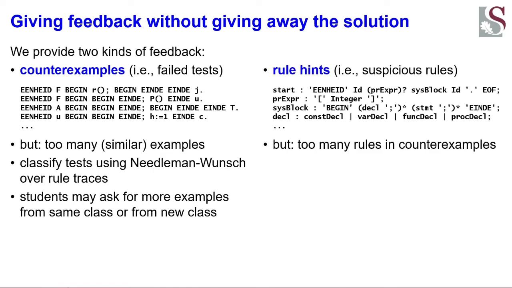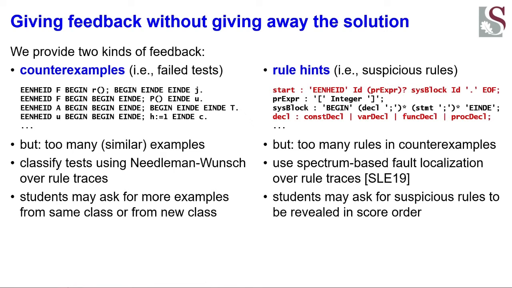Second, we provide rule hints. We show rules that are involved in the counterexamples and so may contain a bug. The problem here is that the number of such rules can also be too large. In GTutor, we address this problem by using our earlier work on spectrum-based fault localization in grammars to reduce the number of rules that are considered to be suspicious. Students can then ask to have the suspicious rules be revealed in the order of their score.